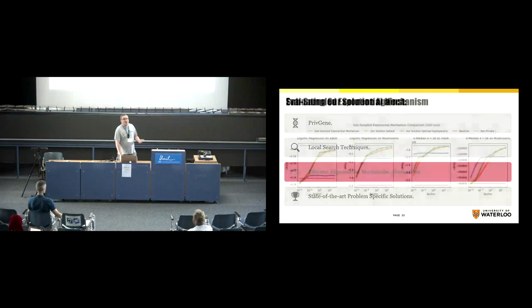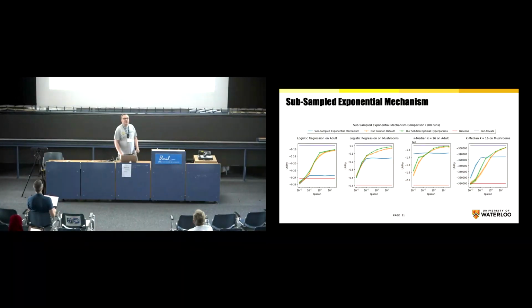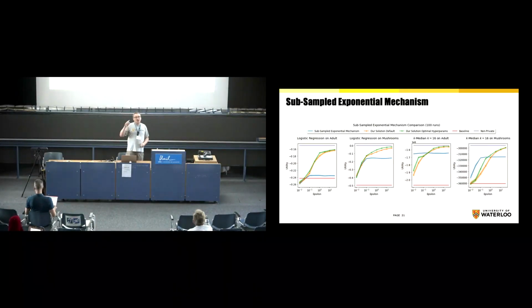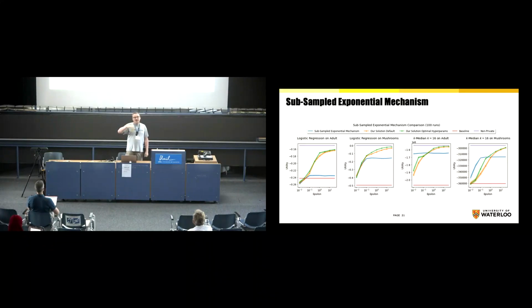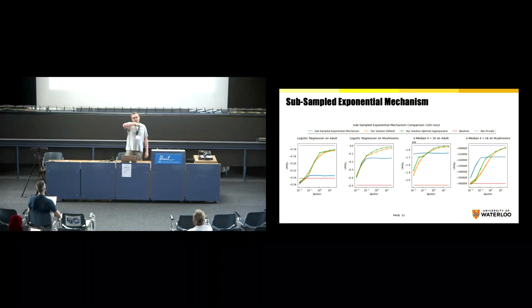So we'll skip local search and go to efficient mechanisms of subsampling. It is here in blue, and you can see this plateaus. This plateau is basically the error due to subsampling, and we can't get around that, right? Whereas our work is able to scale better with epsilon and get much better performance.